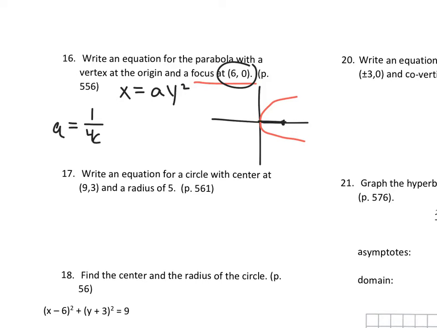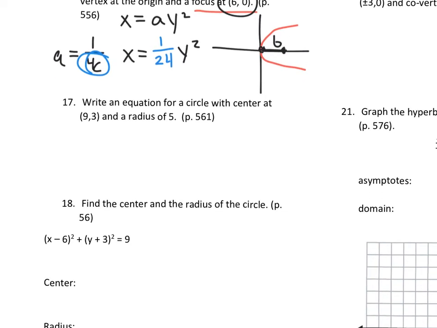c is the distance between the focal point and the vertex, so c is 6. This is going to give me x equals 1 over 24, because I multiplied 4 times 6, y squared. And it's positive because this parabola is going to the right.